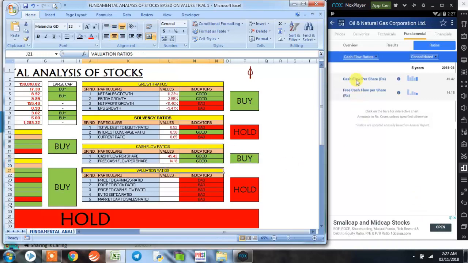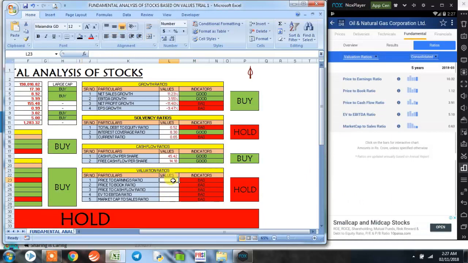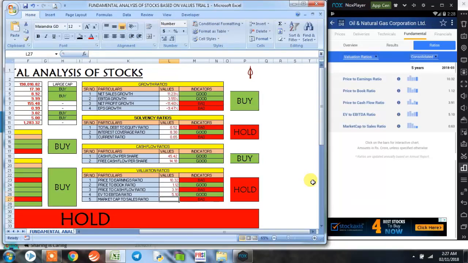Now coming on to valuation ratio, the first is price to earning ratio, which is 10.32. Price to book ratio is 1.12. Price to cash flow ratio is 3.91. EV to EBITDA ratio is 5.10, and market cap to sales ratio is 0.63. So overall valuation ratio has also not given us a signal to buy this stock at this point of time.